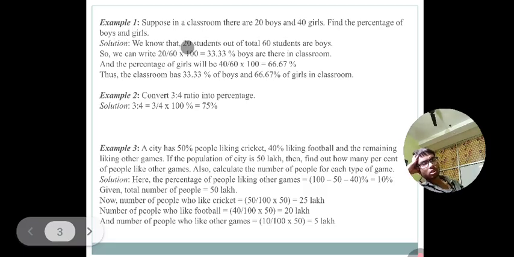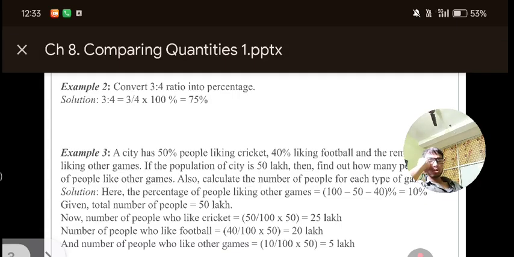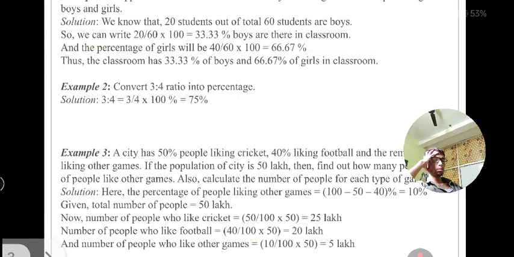Suppose in a classroom there are 20 boys and 40 girls. Find the percentage of boys and girls. Okay, we have read the question. So we know 20 and 40. Can you say 50%? Of course, half.